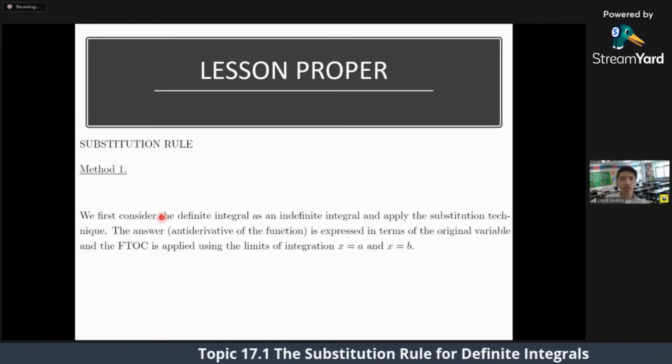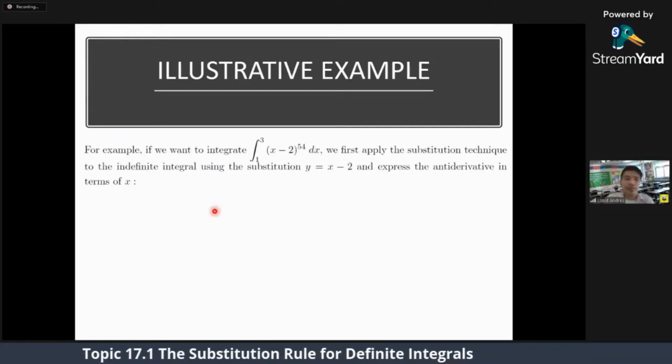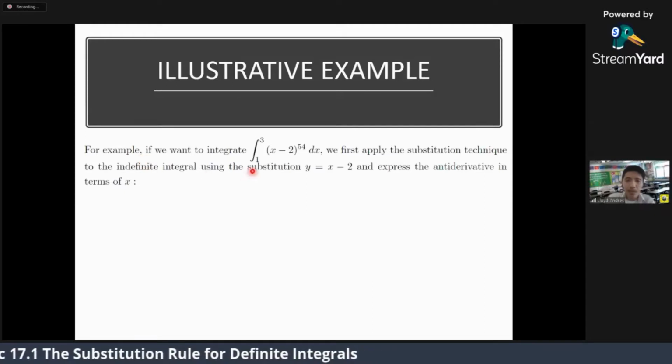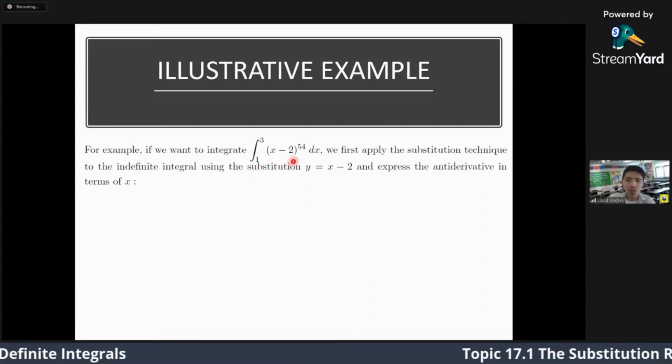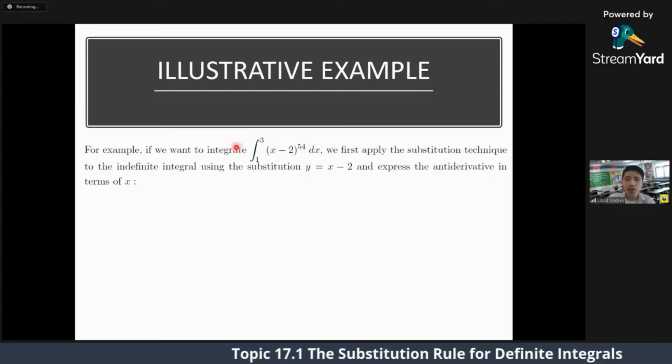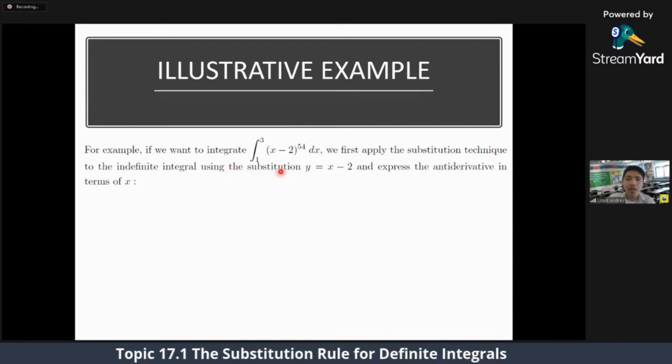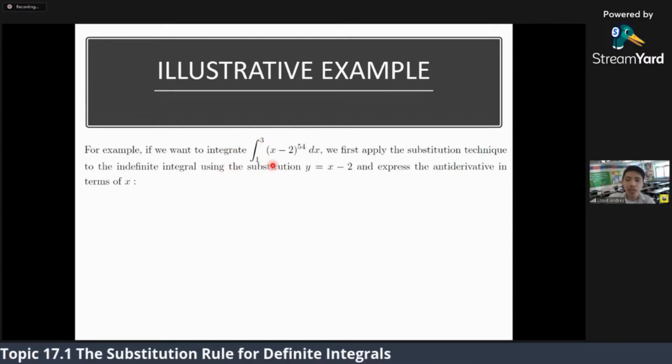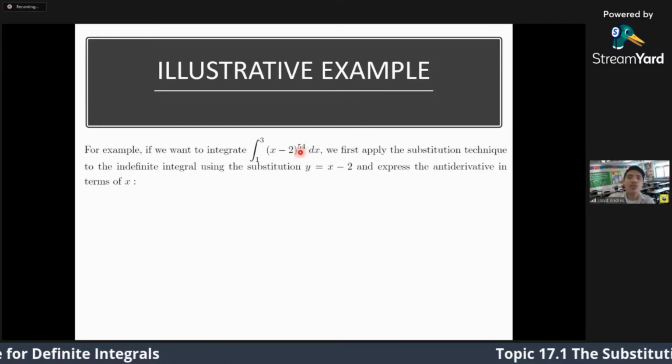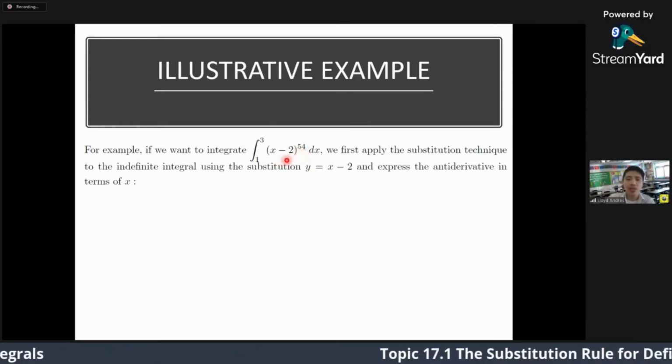To illustrate that one, example ani, we have the integral of the quantity x minus 2 raised to 54 dx from 1 to 3. Ang first buhaton diha is mag-apply tag substitution because again, pag ingani ang itsura na exponent nga dako kaayo, lisod naman siya i-expand. So ang atong buhaton, substitution rule.